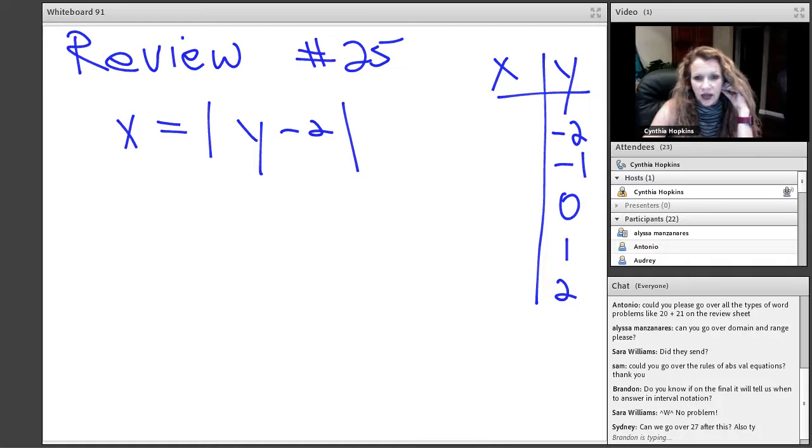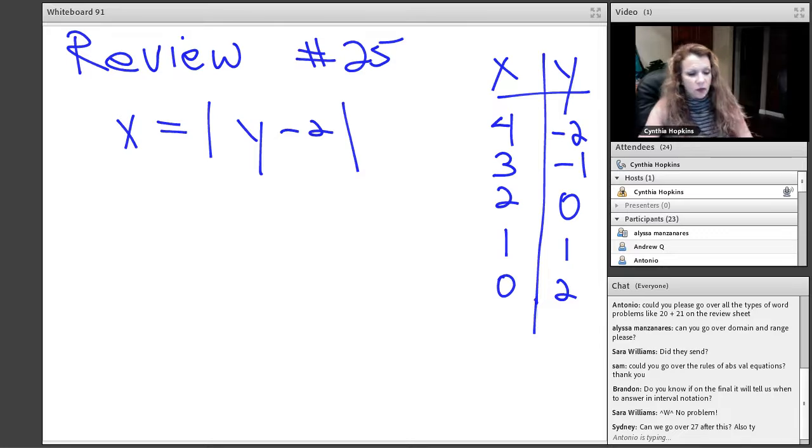If these 5 points are not enough for me to be able to see where the V is, then I will plug in more. Okay, if I plug in -2 for Y, inside the absolute value I get -4, and the absolute value of -4 is +4. So there's my X. Okay, then I'm going to get 3, I'm going to get 2, I'm going to get 1, and I'm going to get 0. I can see right away that I'm not going to be able to see where the V is.